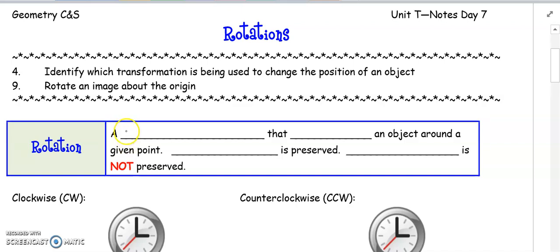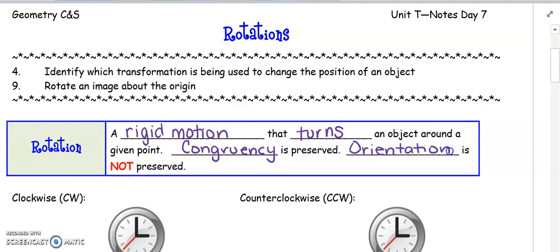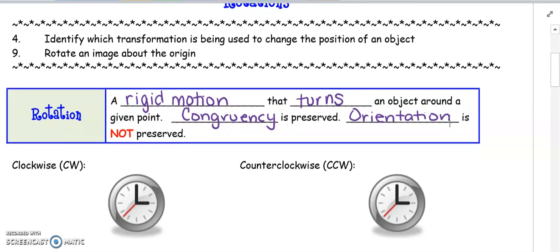A rotation is a rigid motion that turns an object around a given point. We're going to see that with a rotation, congruency is preserved, so the size and the shape do not change. However, orientation is not preserved because the direction that it's facing gets altered.